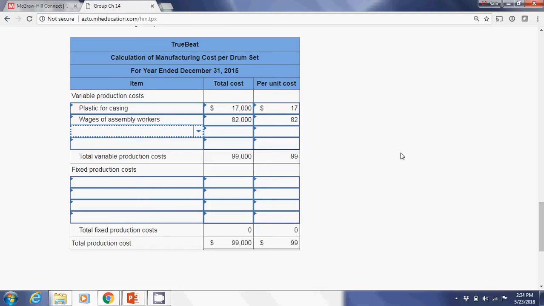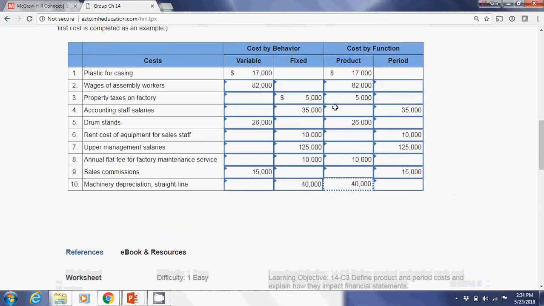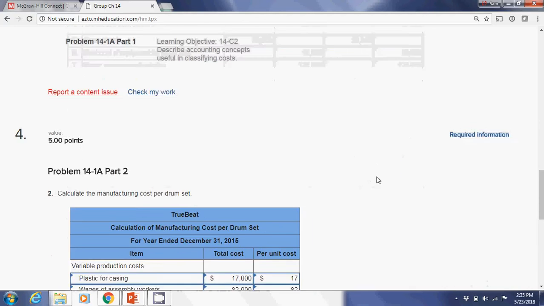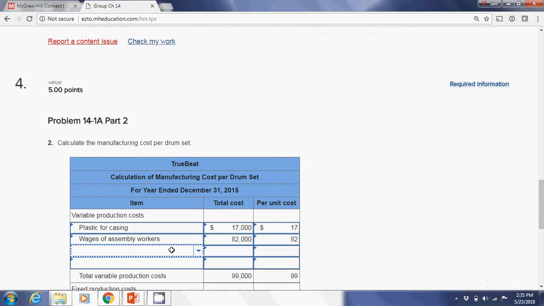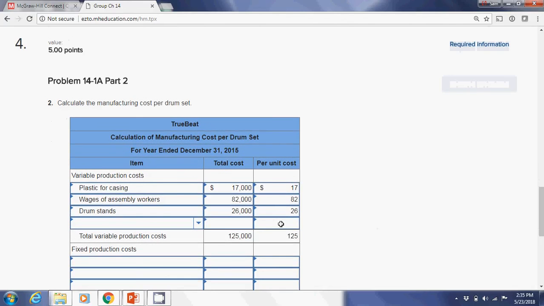So if we go up and look for the next one, we're looking again for variable product. Here's a variable product cost, drum stands. So we've got drum stands. Oops, I got to spell right. And that was $26,000. 1,000 units, take 3 zeros off, is $26 per unit. So we've got so far plastic for casing, wages of assembly workers, and then we've got drum stands.